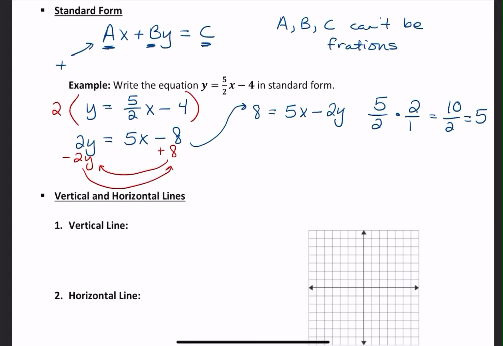And then I'm just going to flip the whole equation. So my 5x minus 2y is on the left equals c, which is 8. So that's your equation in standard form. So the key there is get rid of any fractions and then rearrange it so that you have ax plus by equals c.